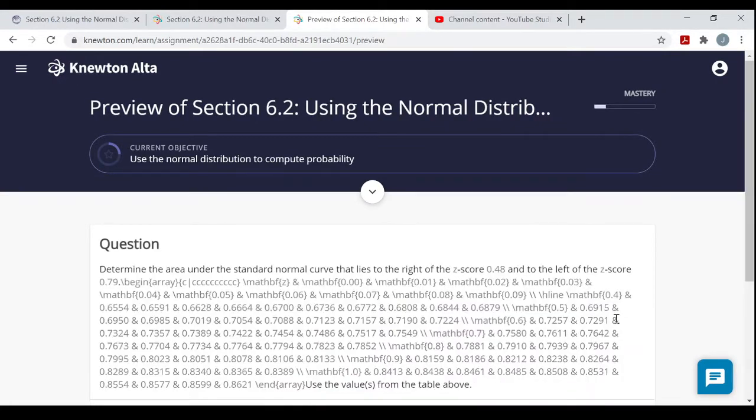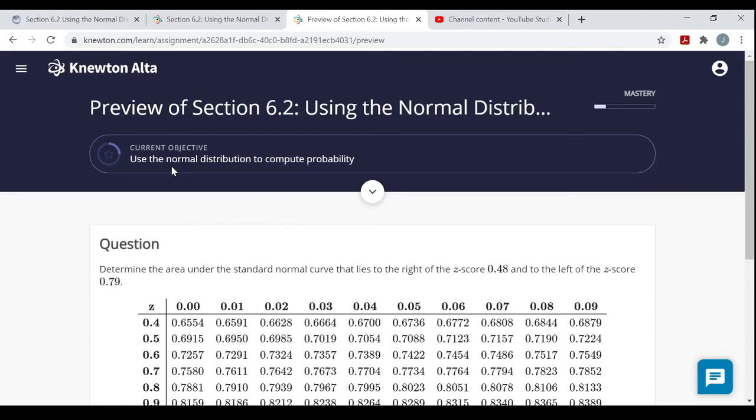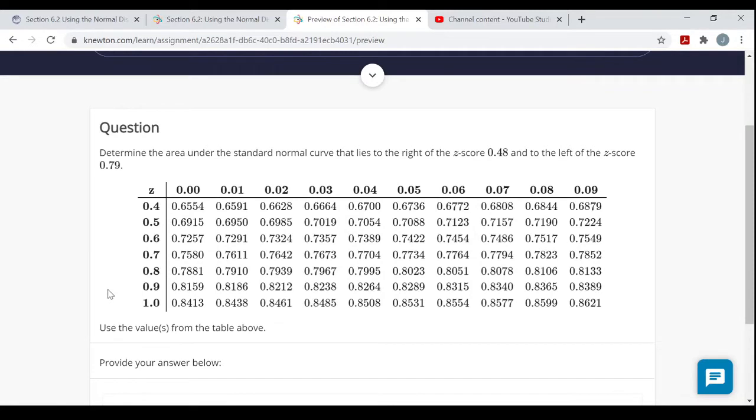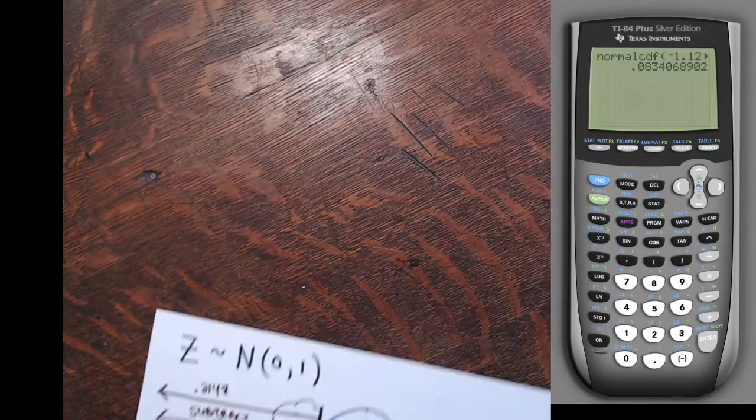So another question, same objective here, use the normal distribution to compute probability. So this is determine the area under the standard normal curve that lies to the right of 0.48 z-score, again standard normal, so z, and to the left of z equals 0.79. All right, so again I'm going to draw a little picture and set this up. Let's get rid of the calculator for a second.